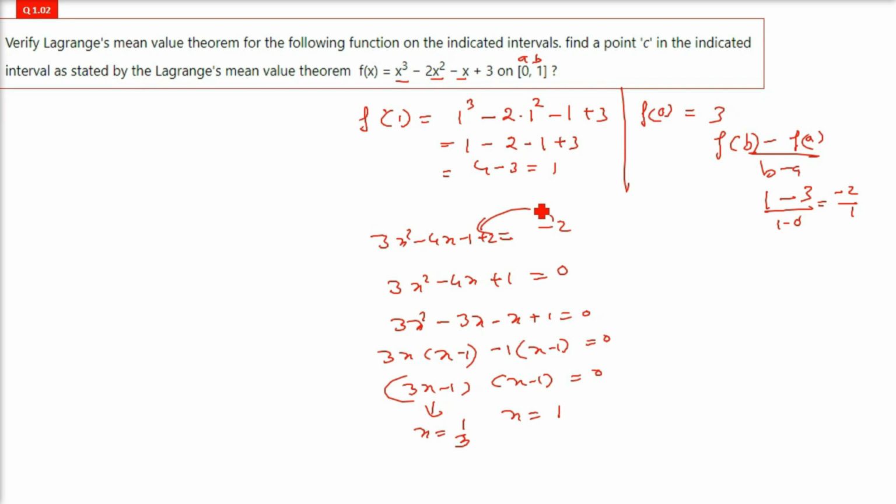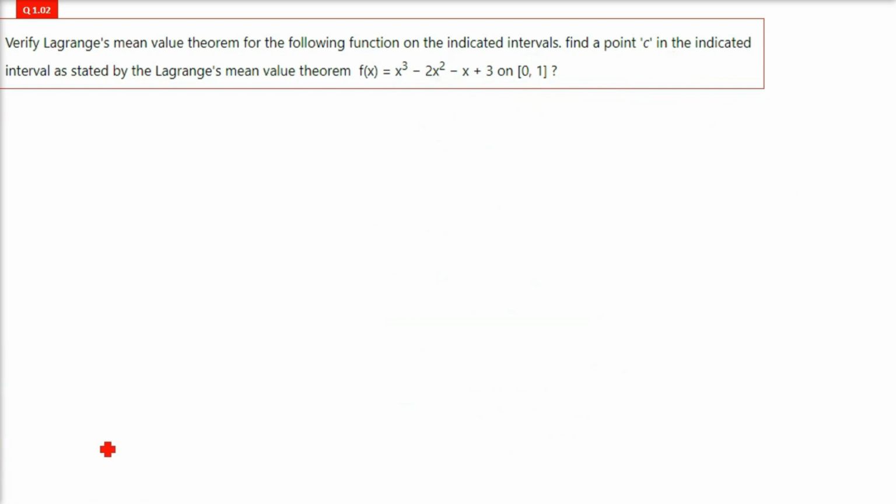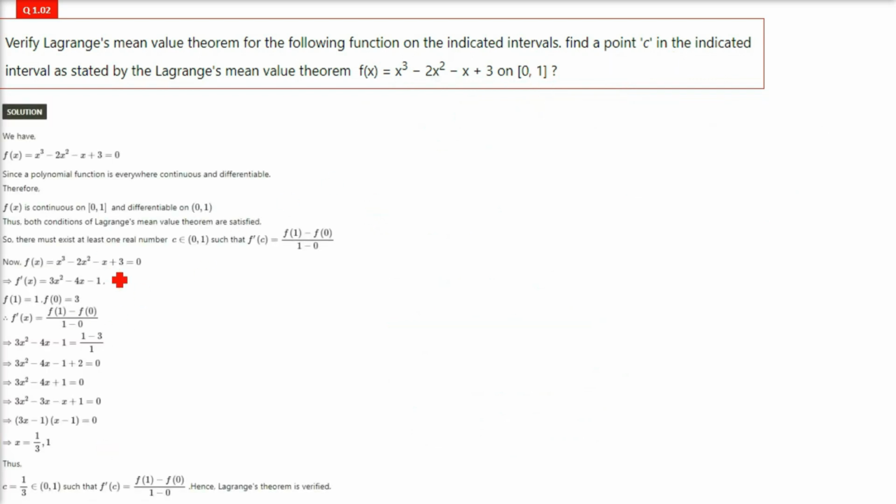Since it is given as the square bracket, please remember, square bracket means you have to find out between 0 and 1. You cannot take 1, because c belongs to this interval. This is the square bracket, it's not the round bracket. In the question, it's square bracket. So we are going to take 1 by 3, which is actually lying between 0 and 1. This is the procedure and the stepwise explanation.